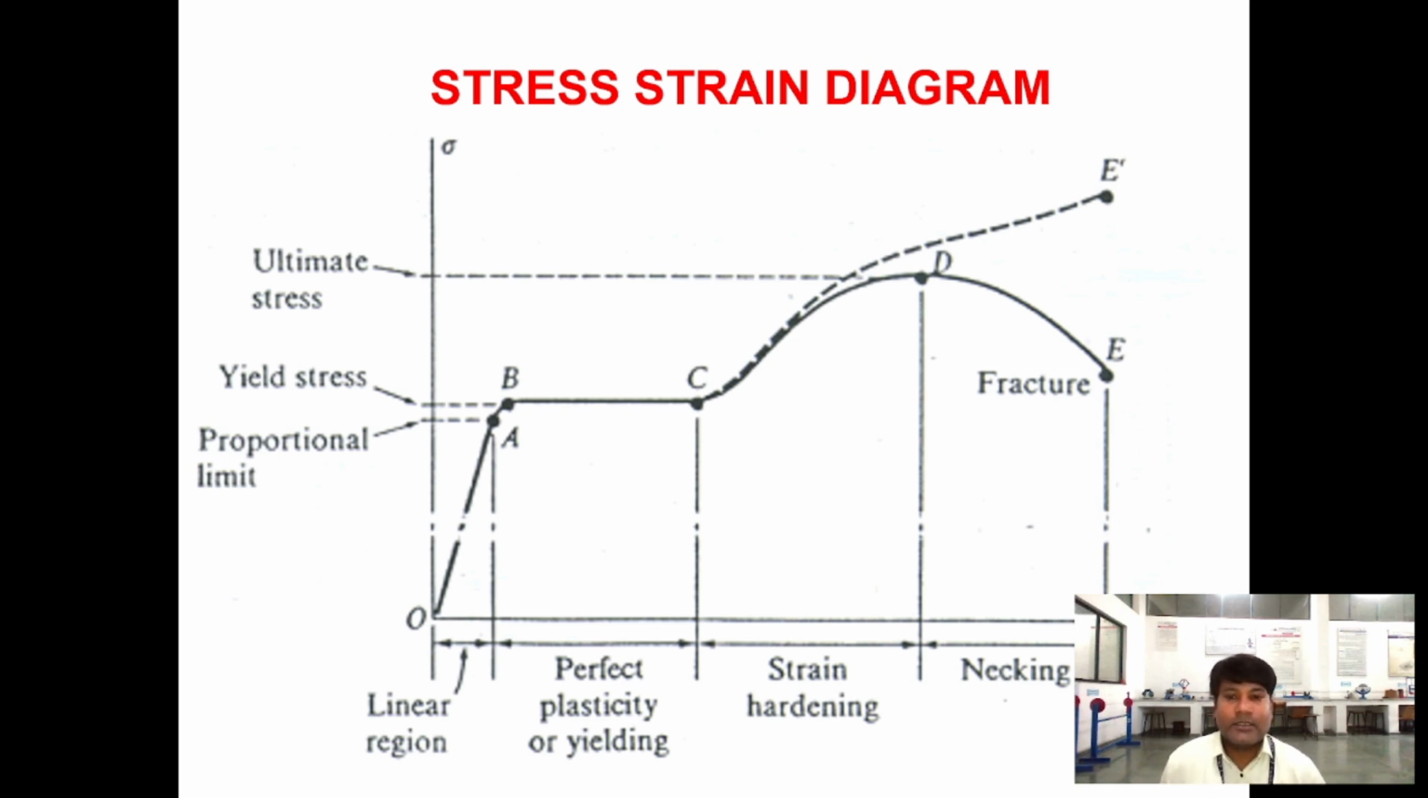But after B, it becomes yielding stress. Yield means the shape and size will definitely change. So B to C is a constant line, the yielding point, and then C to D is strain hardening. Strain means applying a force on it, the strain will increase continuously. But at D is the ultimate stress. At that time, we have to increase much more load on it, so that after D to E, E point is a fracture point, or D to E is a necking.